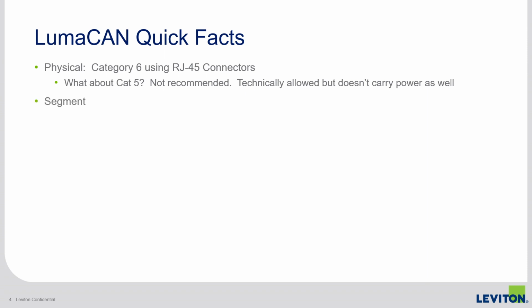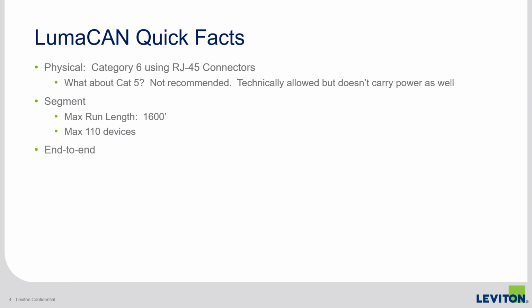Second, let's look at what a LumaCAN segment is. For every LumaCAN segment, you have a maximum run length of 1,600 feet. No, that doesn't mean 1,700 or 1,800. That is a maximum run length of 1,600 feet and a maximum of 110 devices. So that means that every 1,600 foot length, you can have up to 110 devices. And in every segment, you can have up to 110 devices, even if it's less than 1,600 feet.